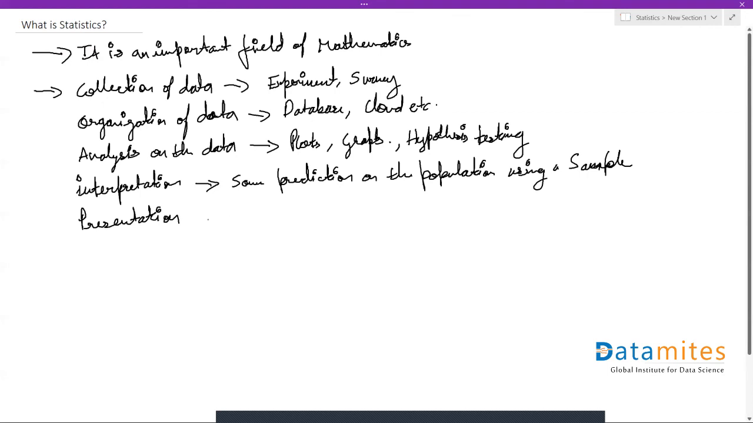the whole population. And then presentation is nothing but it's almost the same as your analysis on data, where we present the data in the form of plots, then graphs and charts, etc. So these all form part of statistics.